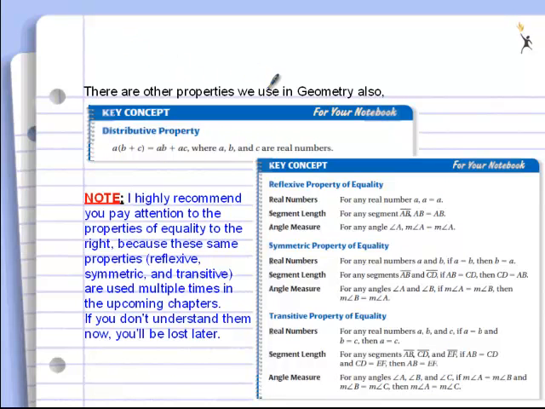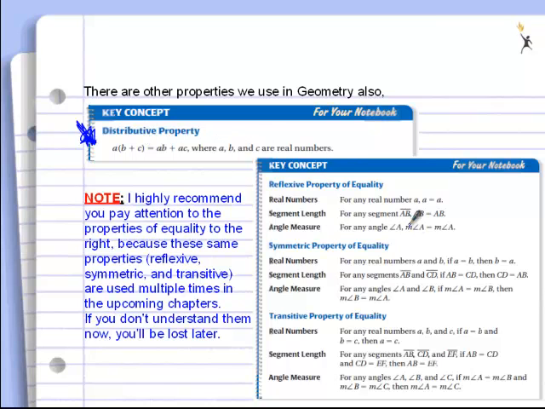There are other properties we use in geometry too. We use the addition property, the subtraction, multiplication, division, substitution. We also use the distributive property. And if you don't remember the distributive property, take a look. We have something times a quantity. The quantity is b plus c. What we do is we distribute using multiplication. Instead of saying a times b plus c, we say a times b plus a times c.